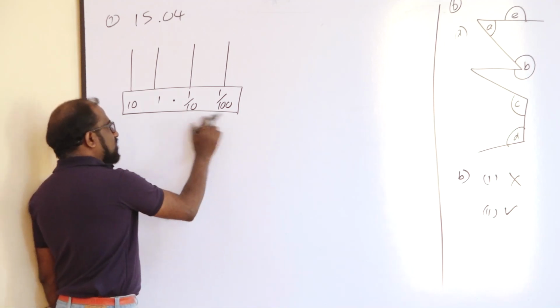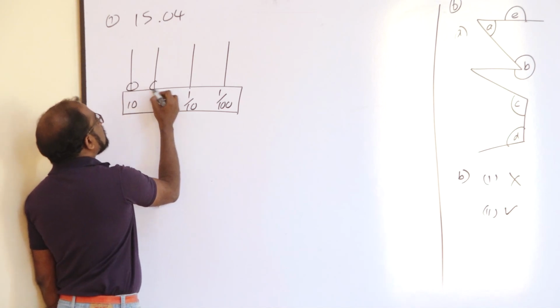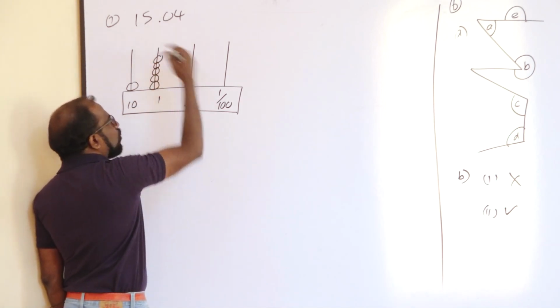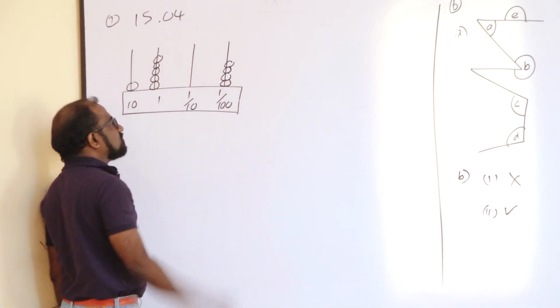Understand? The place value should be correct. Then remove the decimal point. Here we should have 5 balls. Then here 0. Here we have 4. Okay. Got it? That's the answer.